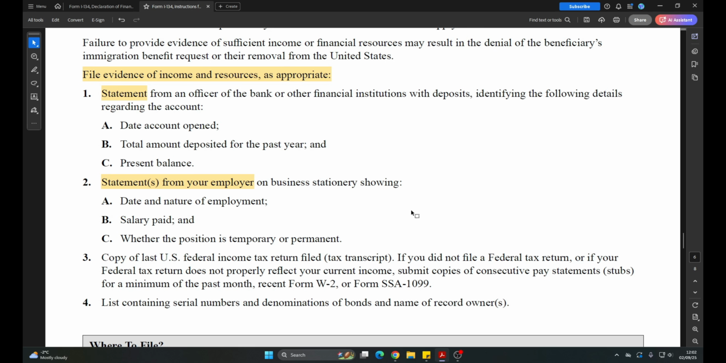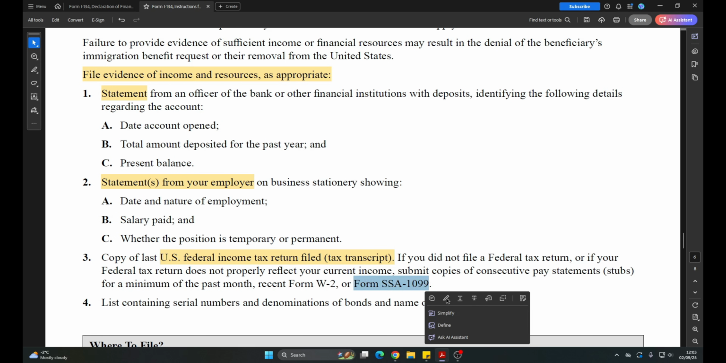In addition, you also are going to have to provide your federal income tax return or a tax transcript. It is preferred to include your tax transcript as opposed to your Form 1040 from personal records. If you haven't filed your tax return, or your federal tax return doesn't reflect your current income properly, then you're going to have to submit maybe your pay stubs, your most recent W-2, or 1099s.